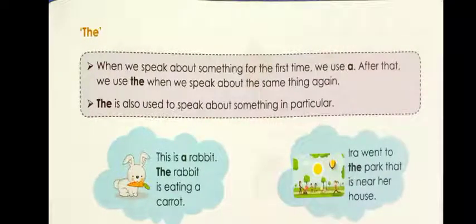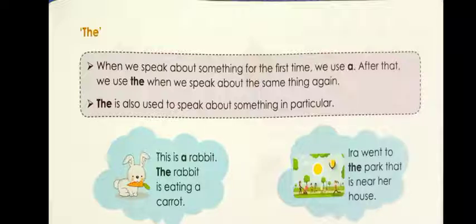Now let's move ahead to the. Where to use the? When we speak about something for the first time, we use a. After that, we use the. When we speak about the same thing again, the is also used to speak about something in particular. Okay, let's see some examples. This is a rabbit. The rabbit is eating a carrot.